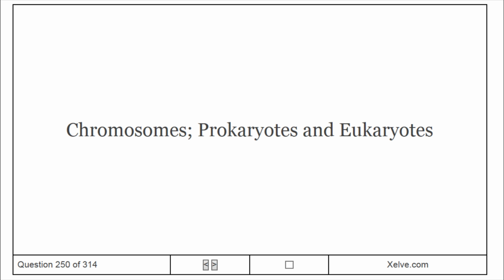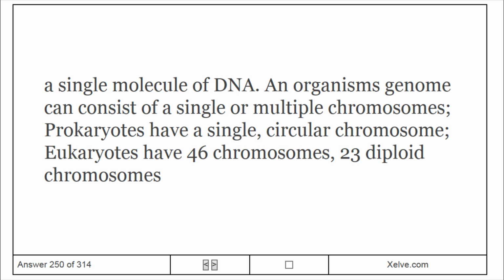Chromosomes, prokaryotes and eukaryotes. A single molecule of DNA, an organism's genome, can consist of a single or multiple chromosomes. Prokaryotes have a single, circular chromosome. Eukaryotes have 46 chromosomes, 23 diploid.